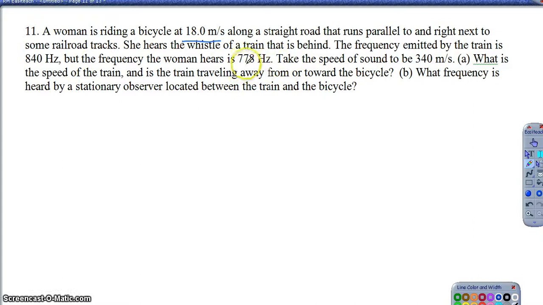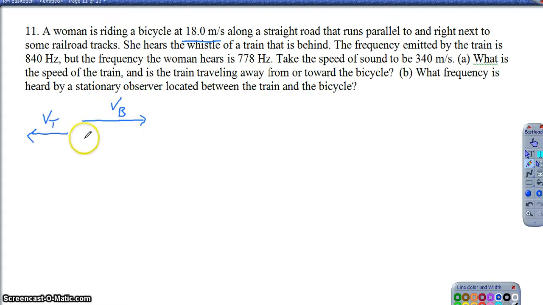Now, the first thing that hopefully jumps out to us is the fact that the frequency is going down, right? It is getting smaller. So let's assume that they're moving apart from each other, right? So we know that the net result is they do get further apart in time. So let's assume that the woman, as she's pedaling this way on her bicycle, right, and then the train is going this way.